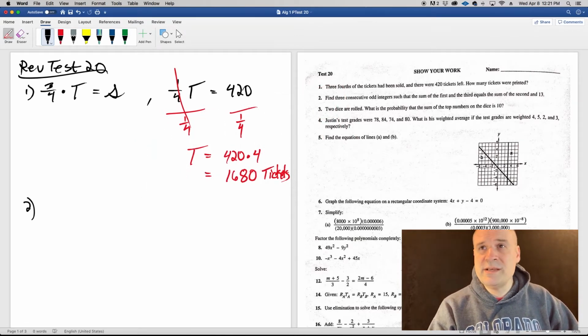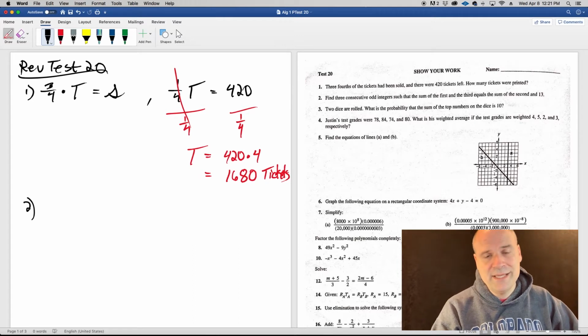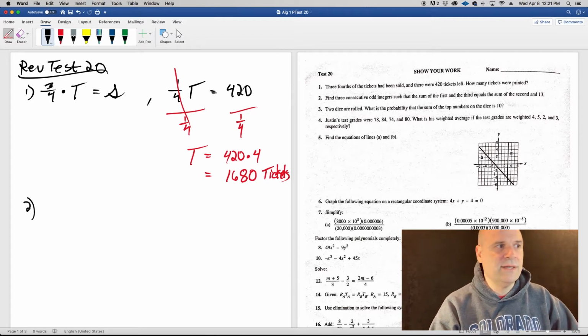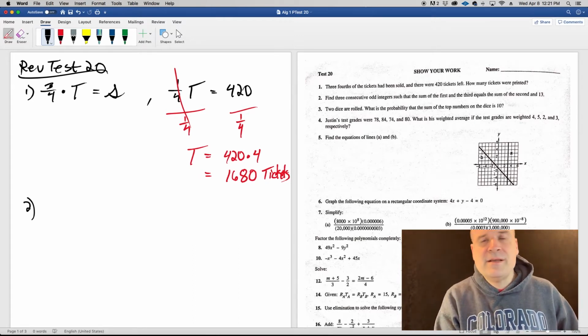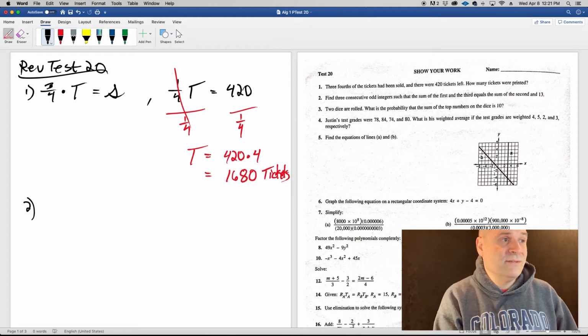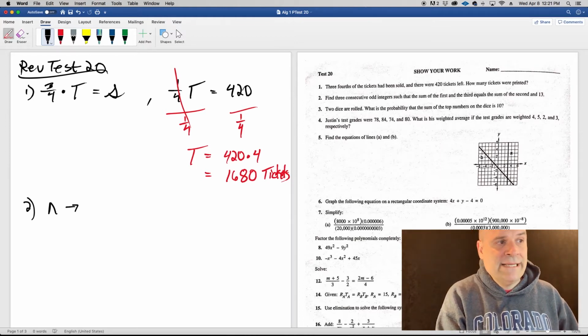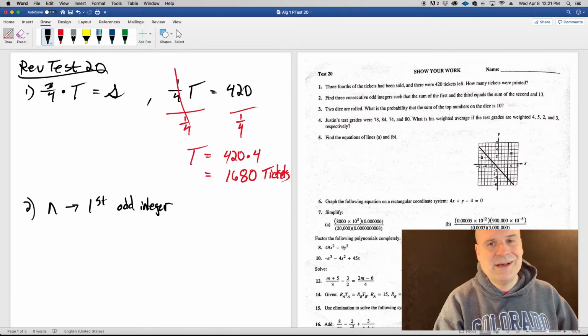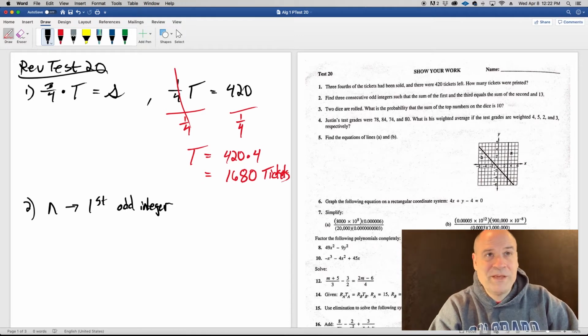Number two says find 3 consecutive odd integers such that the sum of the first and third equals the sum of the second and 13. Okay, we can do this. So how do you say 3 consecutive odd integers? Well, if the first one is n, so this is the first odd integer, how do you get to the next odd integer? Well, how do you get from like 3 to 5?